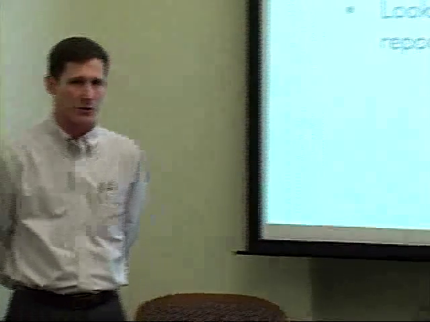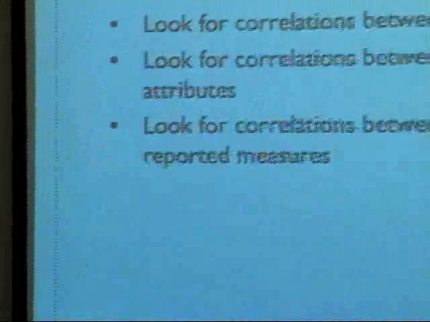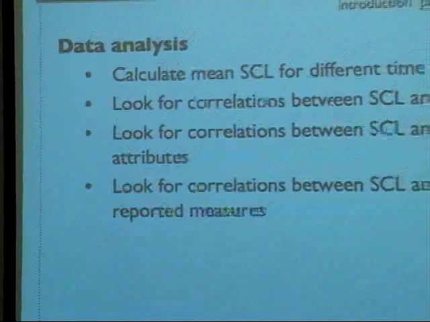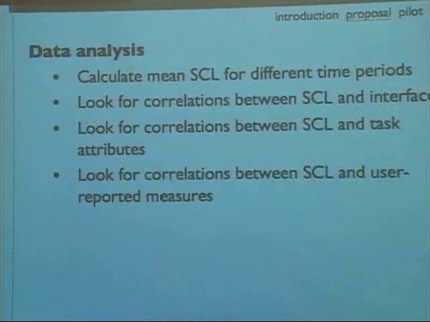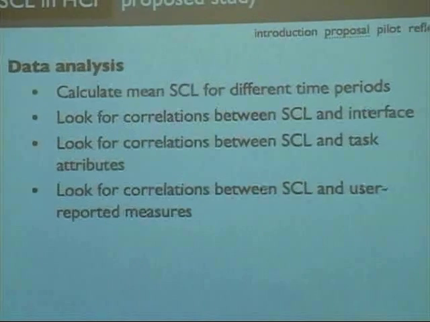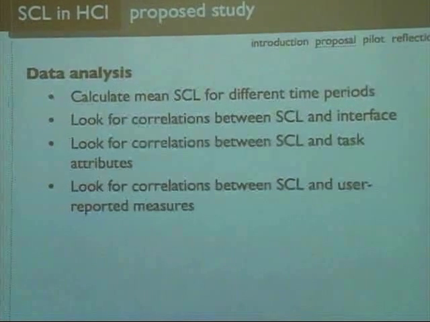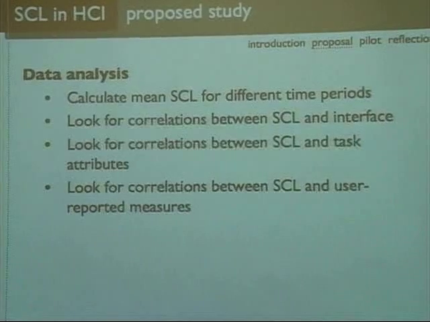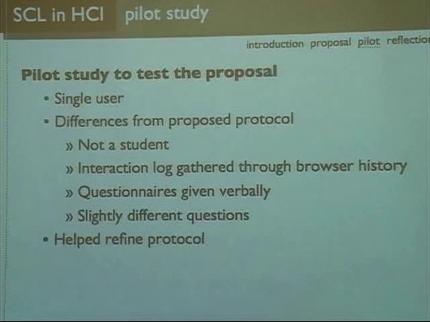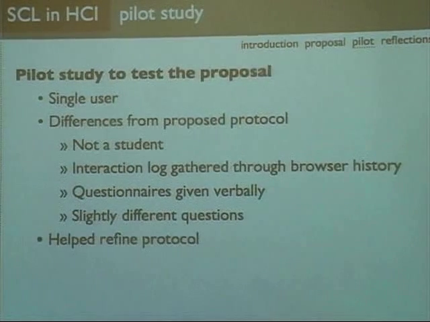What do we do then? We calculate the mean SCL for the 4 different time periods: the reading and planning, the explaining of the process, the search task, and then also the debriefing. Then we look for correlations between the skin conductance level and interface, task attributes, and then finally between SCL and user-reported measures. So we did conduct a pilot study.